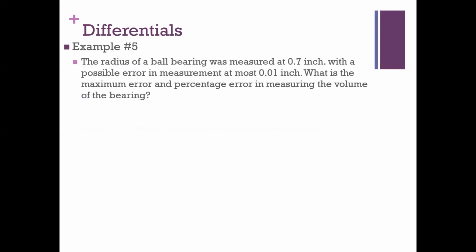So let's look at one here. I'm measuring a ball bearing. So I'm measuring the radius of a ball bearing, which I believe to be 0.7 inches. But I could be off by as much as 100th of an inch, 0.01 inches. What's the maximum error and percentage error in measuring the volume?